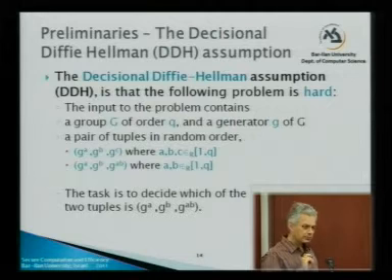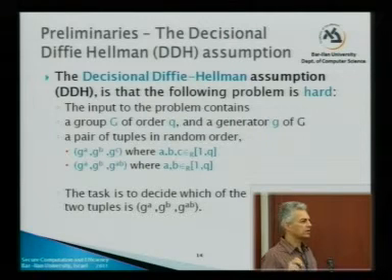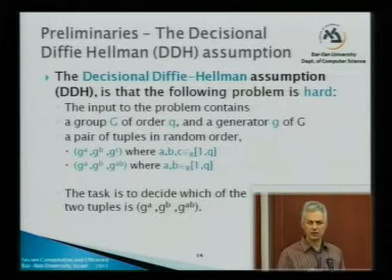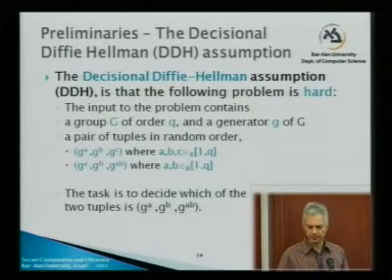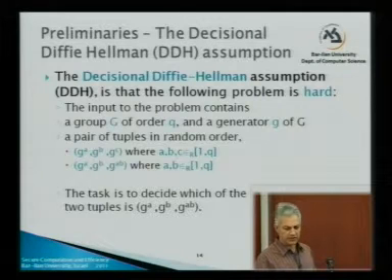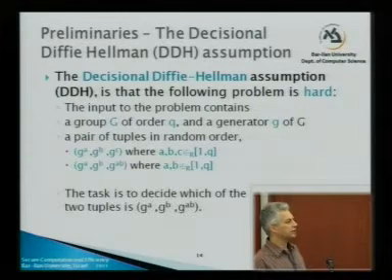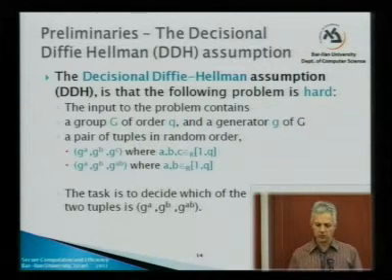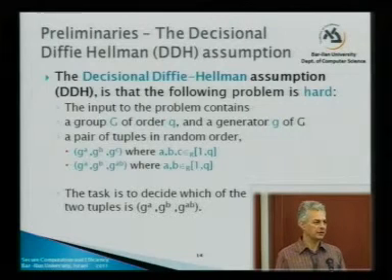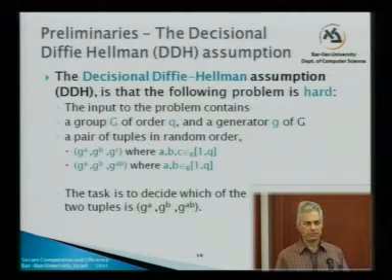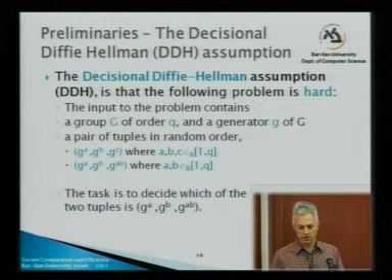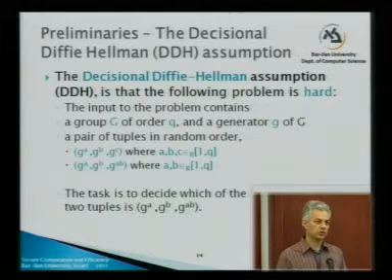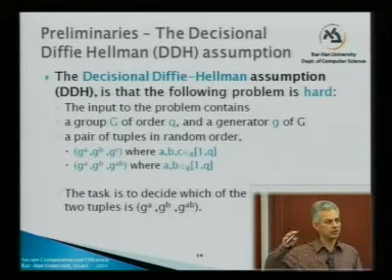All protocols we show will depend on the decisional Diffie-Hellman assumption, the DDH assumption, and I'll just describe it here because I don't think we described it earlier in this school. The DDH assumption is the assumption that the following problem is hard. We work in a certain group G of order q, with a generator little g, and we get a pair of tuples in random order. One contains g to the a, g to the b, and g to the c, where a, b, and c are chosen at random in the range 1 to q.